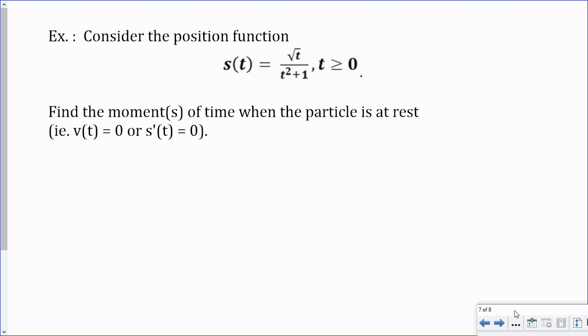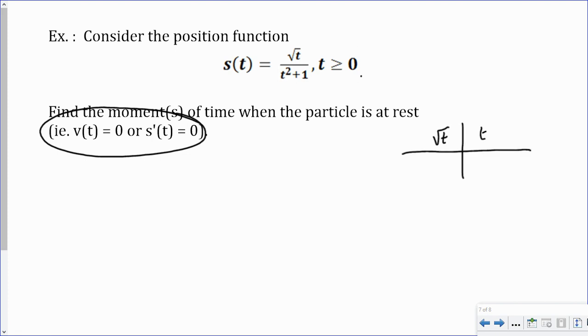And take a look at this. Consider the position function and find the moment of time when a particle is at rest. All right, so we need to find when the derivative is 0. So let's set this up. t squared plus 1 over the square root of t will be that derivative.